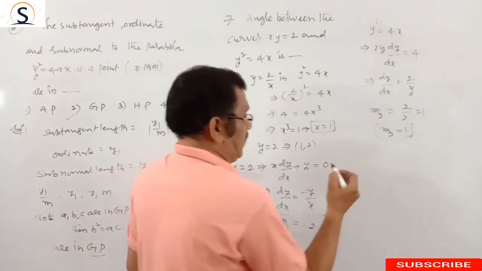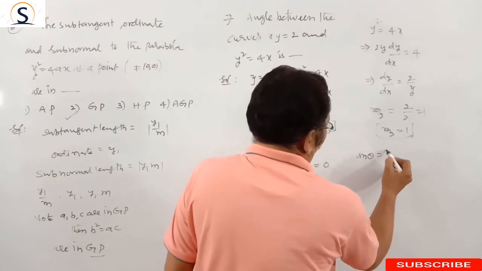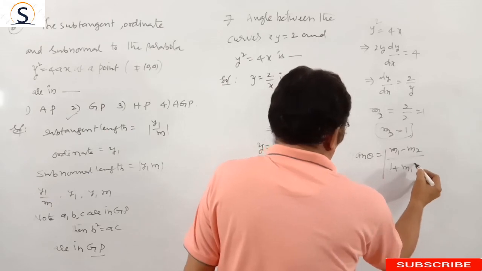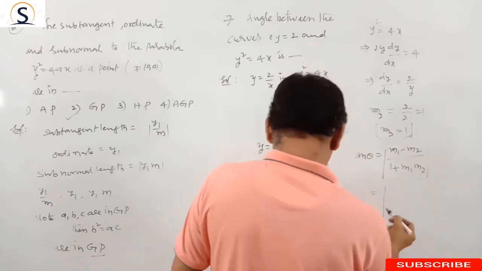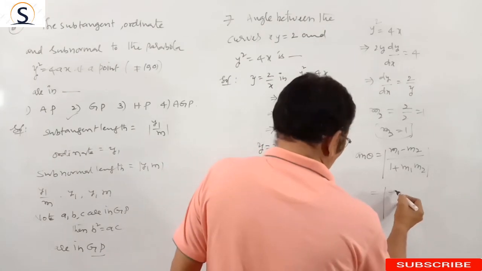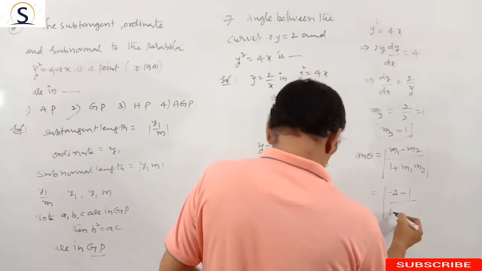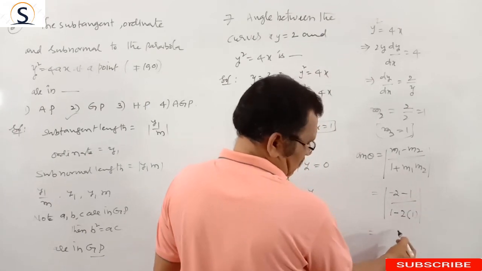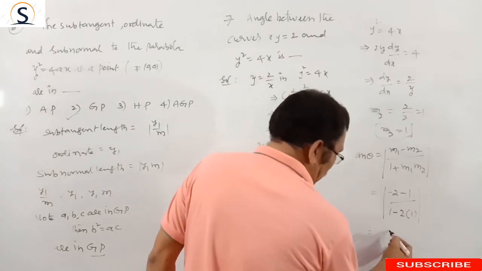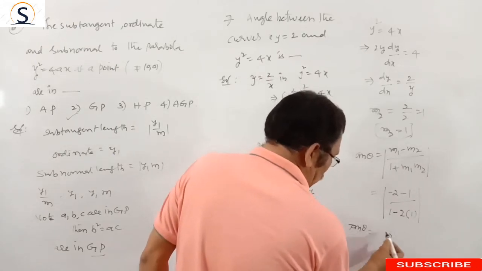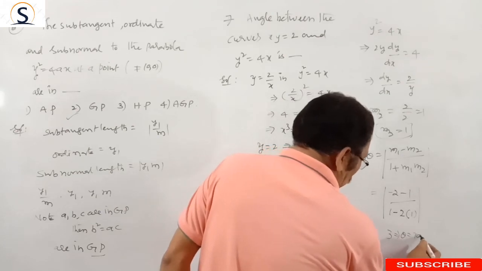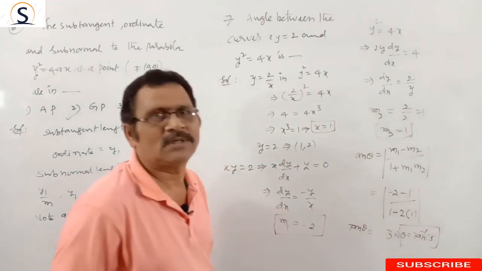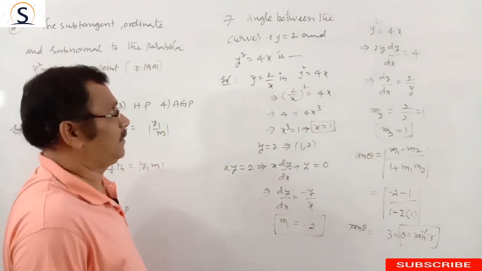So we have the m1, m2 values. Next, tan theta is equal to mod of (m1 minus m2) by (1 plus m1 m2). This is equal to m1 is minus 2, minus 1, by 1 plus minus 2 into m2, which is 1. This is minus 3 by minus 1, minus minus cancel, only 3. Tan theta is equal to 3 implies theta is equal to tan inverse of 3. This is the angle between the two curves. Theta is equal to tan inverse of 3.